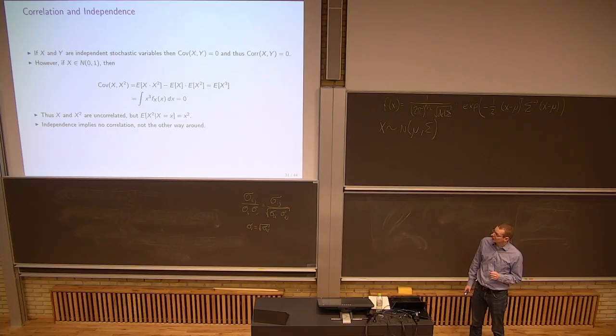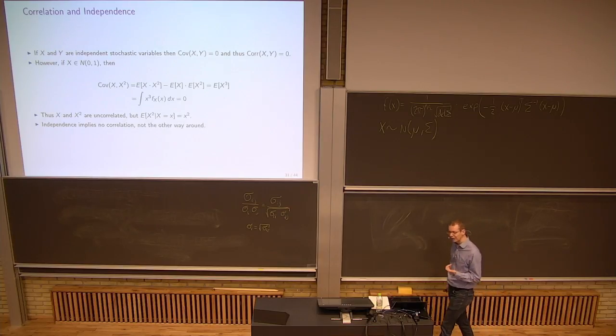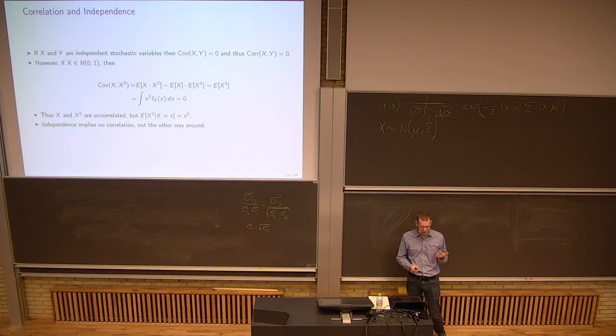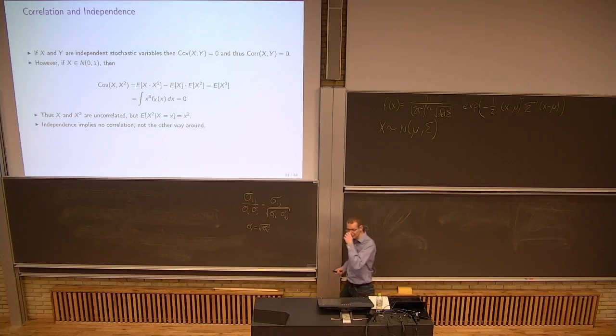Getting back to independence, well, now we have correlation as well. If x and y are independent stochastic variables, then the covariance is 0. And of course, if the covariance is 0, then the correlation is also 0. But we can construct examples.